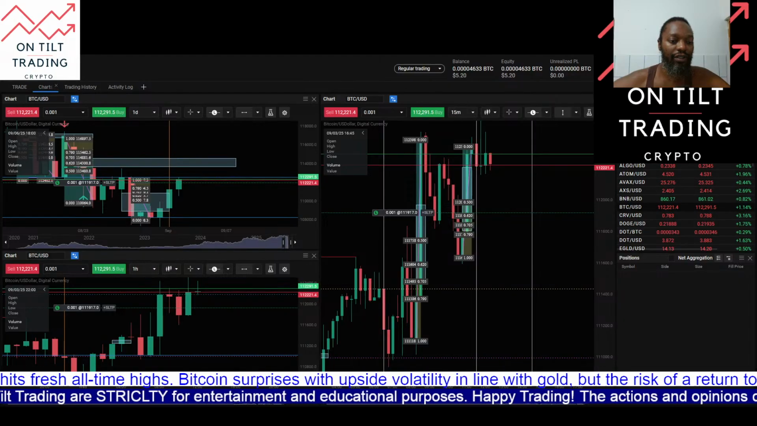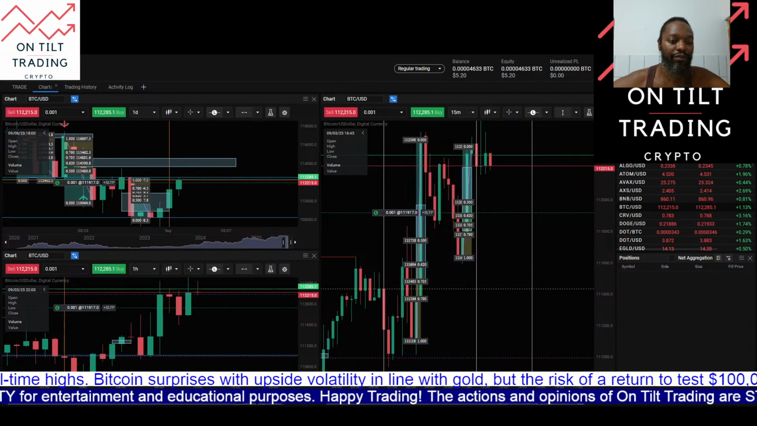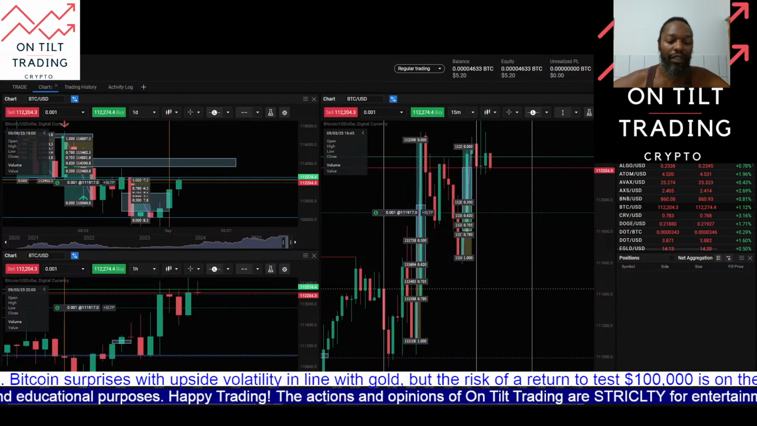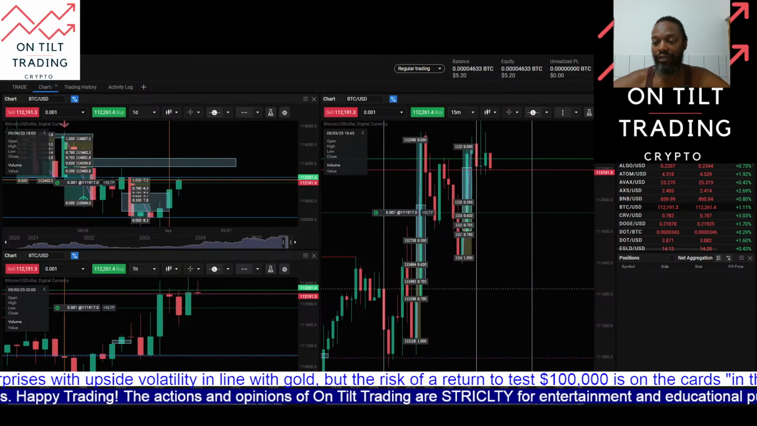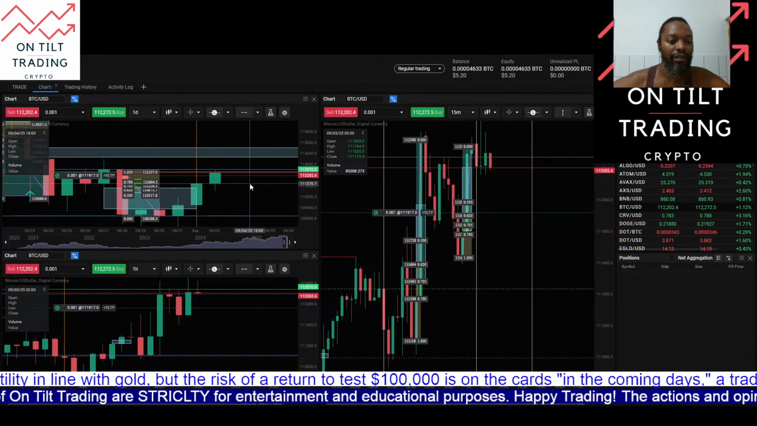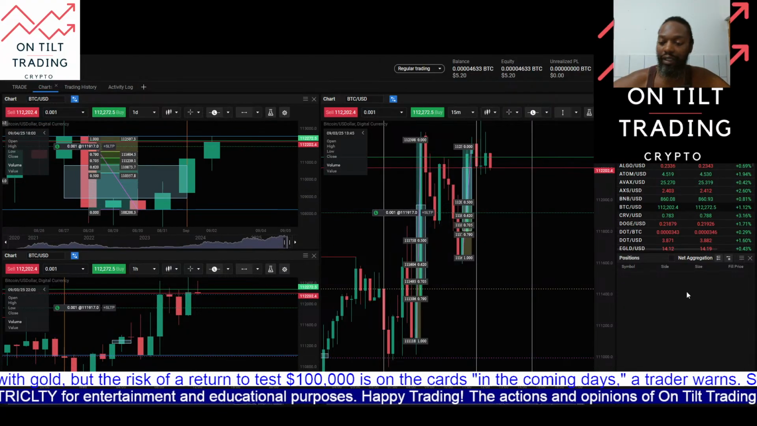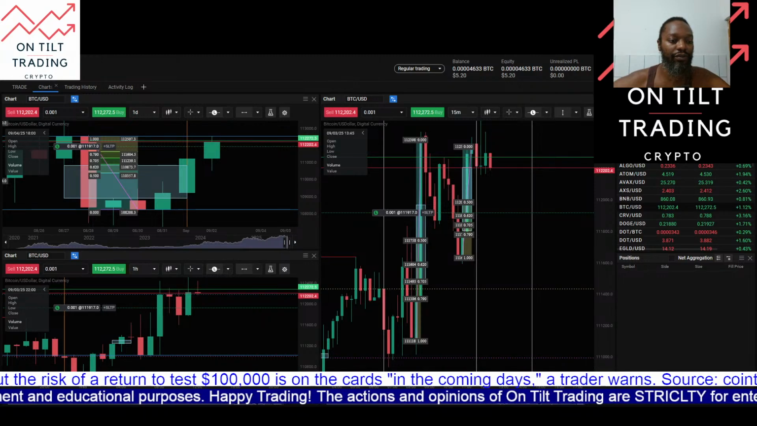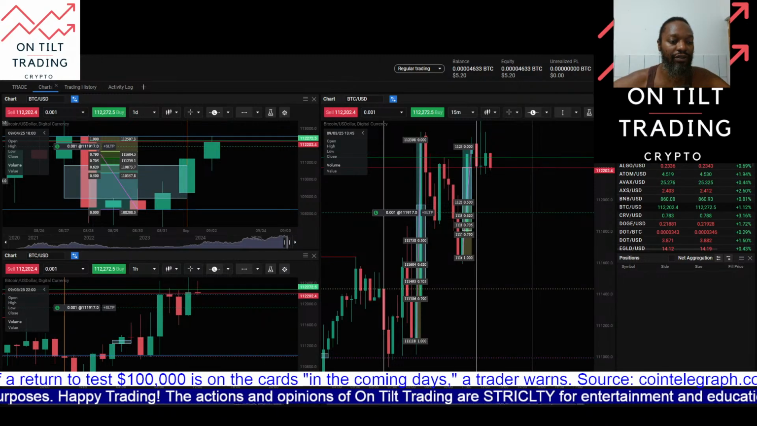Here on the daily chart, I've got this Fibonacci retracement tool to show the downtrend that we're currently in here in Bitcoin. So this sell side delivery here.